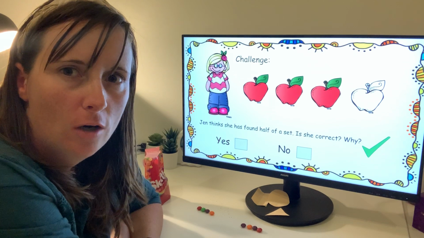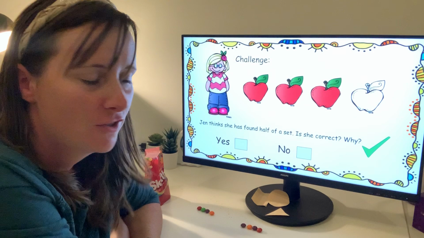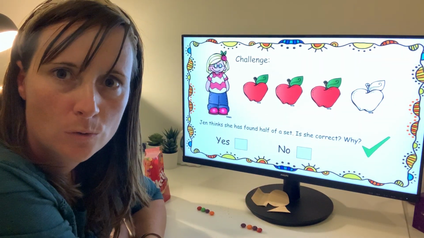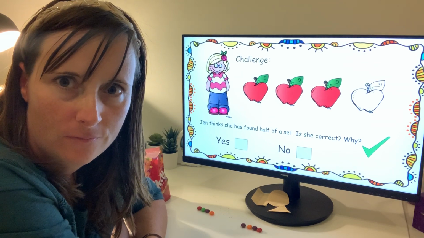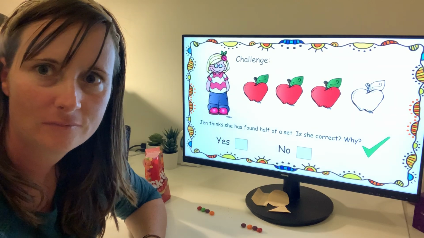So I want you today to go off and have a go at finding half. We're finding half of shapes today. We're going to be finding half of numbers and totals and groups. So that's what I want you to go away and try today and have a lovely time doing it. Good luck.